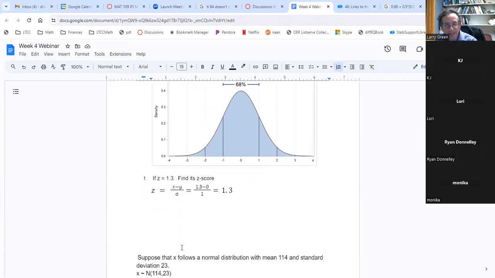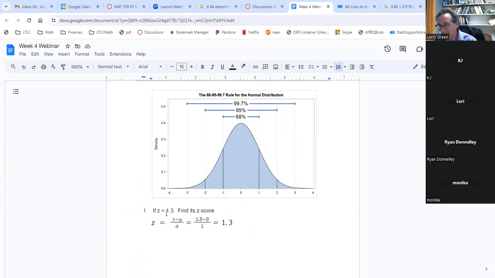Okay, so the last one is so easy, I'm just going to do it. If z is 1.3, let's find the z-score for this value. If you remember, z is x minus mu over sigma. That was the formula for the z-score. Mu is 0, sigma is 1. Hopefully you can all do this in your head. What's 1.3 minus 0? 1.3 minus 0 is 1.3. What's 1.3 divided by 1? 1.3.